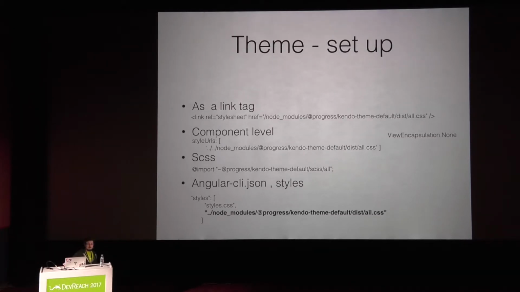How do we import it? How do we use it? So there are different levels here. You can have a link tag, or you can on component level refer to it through styleUrls. You can use it in your build pipeline with Sass, or if you just refer to it in raw here in the Angular CLI JSON file, you can just point it out. And of course, changing between themes is very easy. Just change this line virtually.